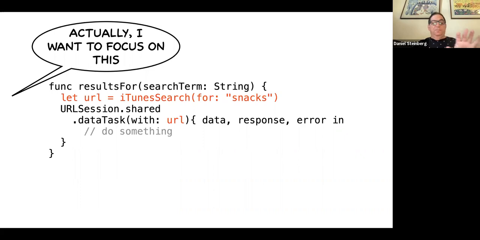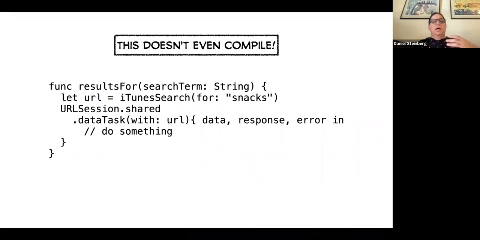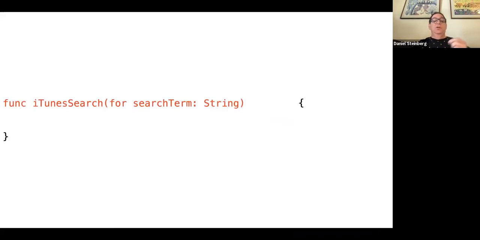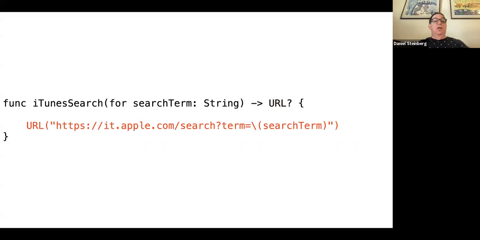and I'm going to do it in a couple stages. So this iTunes search method, let's look at it, because this one doesn't actually compile. iTunes search returns an optional URL, and data task requires a real URL. So we're going to start with optionals. So here's my iTunes search. I'd love it to return a URL, but for now it's going to return an optional URL, and we'll do it. This is kind of like Apple's URL for string, except we're going to write our own so that we have control over it over the course of this talk.